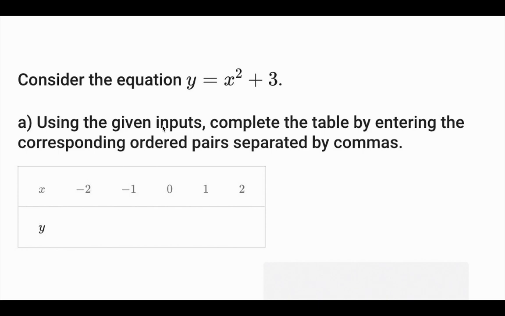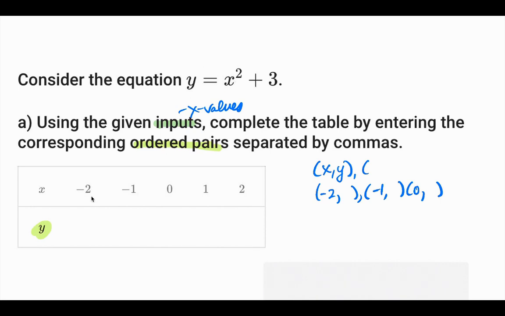the given inputs. The first thing to remember is inputs means x values, and then outputs, it says into the corresponding ordered pairs. In other words, we want to find the y values and then we're going to put them in x, y ordered pairs. So we're going to have a -2, comma something, -1, comma something, 0, comma something, 1, 2, etc. So the inputs are the x values. So whatever we have for x, we're going to put it into the original equation and solve for y.